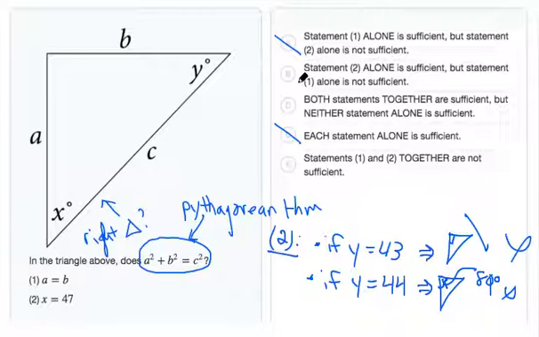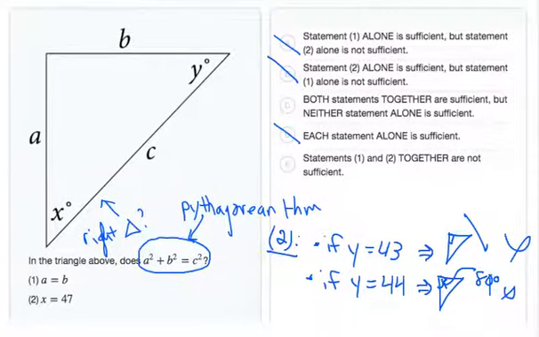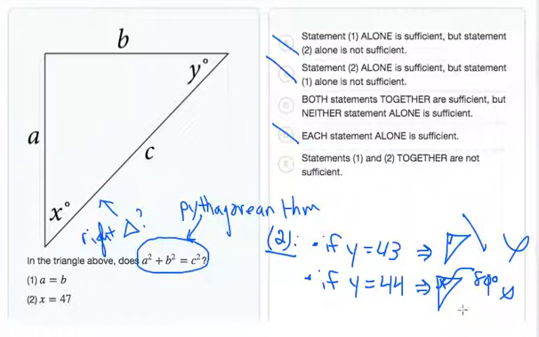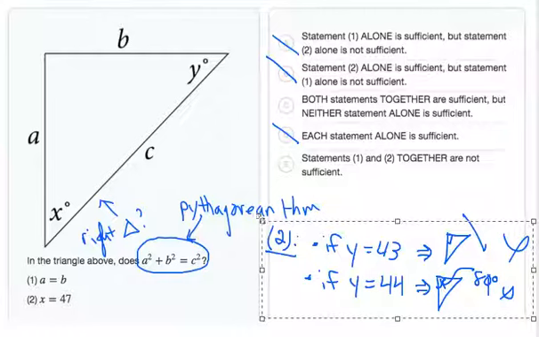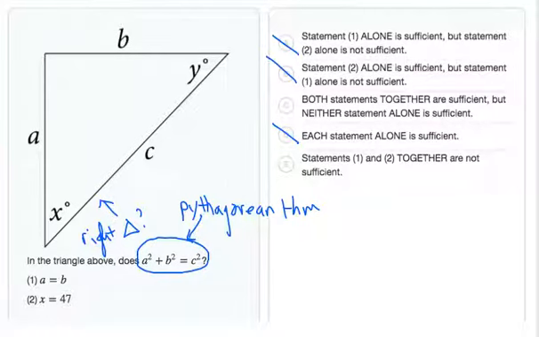So we can actually eliminate answer choice B, since statement 2 alone is not sufficient. That leaves us with C and E to choose from. So in order to choose our final answer, we're going to need to combine the statements. So let's go ahead and clear our board, and we can go ahead and combine our statements 1 and 2 together.